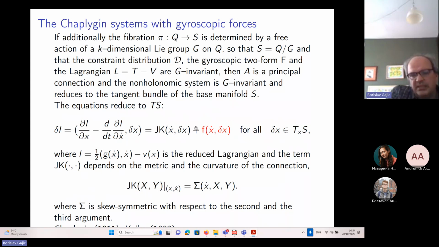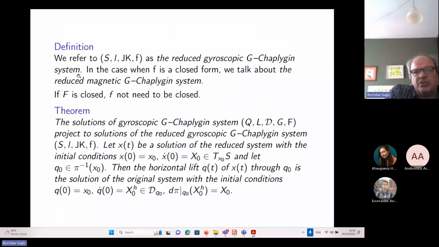But now here we have this F, this additional term given by gyroscopic forces. So in this setting we call it the reduced gyroscopic G Chaplygin system. The system can be projected onto the tangent bundle of S, and the small f is now the projection of the gyroscopic forces to S. So then we talk about reduced. In case F is a closed form, we talk about reduced magnetic G Chaplygin system.